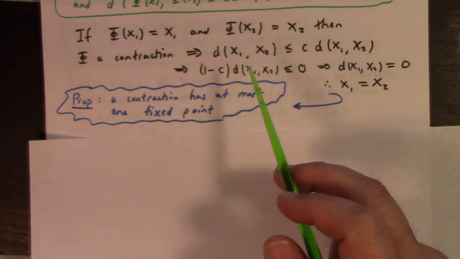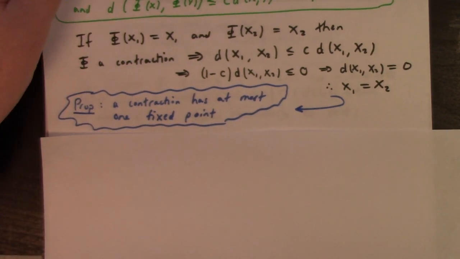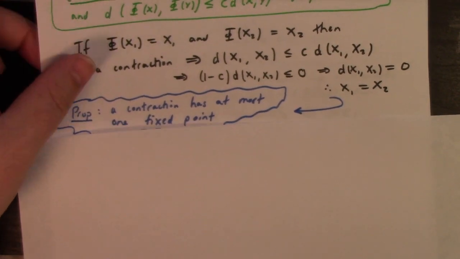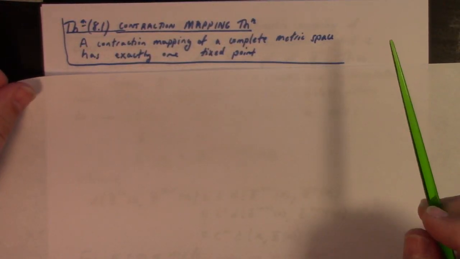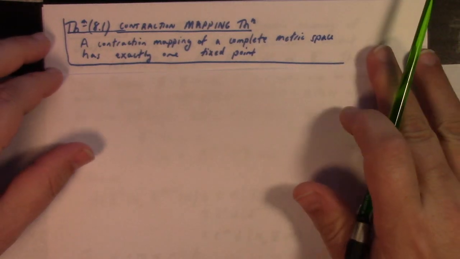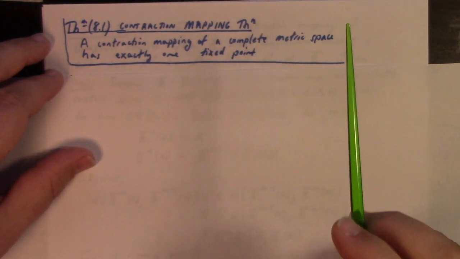Now, of course, the question is, does it have any? Right? Does a contraction have any fixed points? So if it has 2, it's only got 1. But does it even have 1? Can we prove that? Well, yes, we can. That's the contraction mapping theorem. The contraction mapping theorem says that a contraction mapping of a complete metric space has exactly one fixed point. I guess I should say we do need the complete metric space.